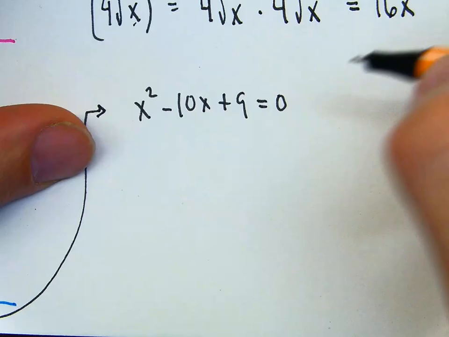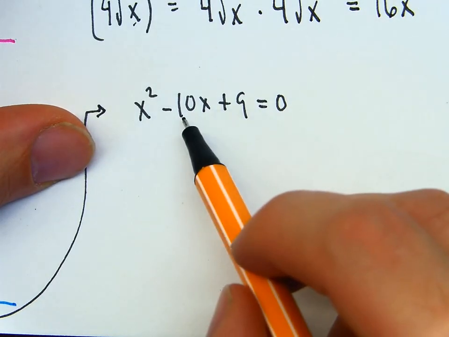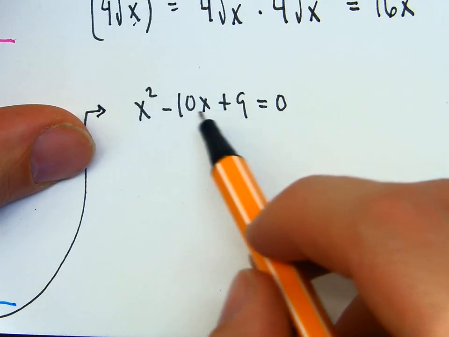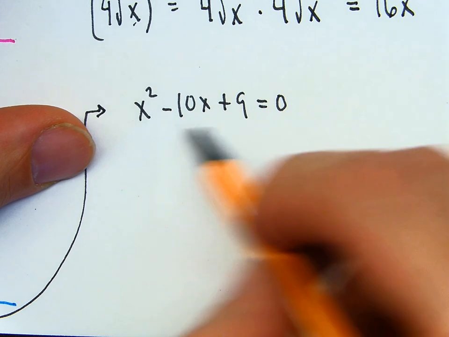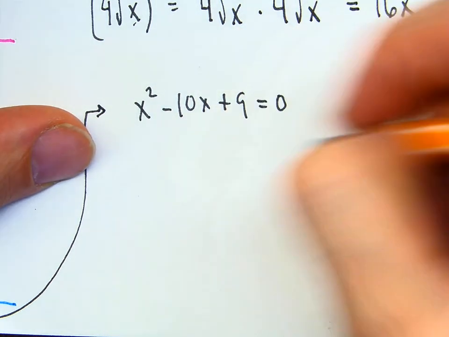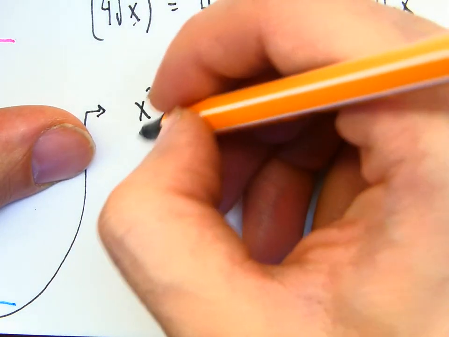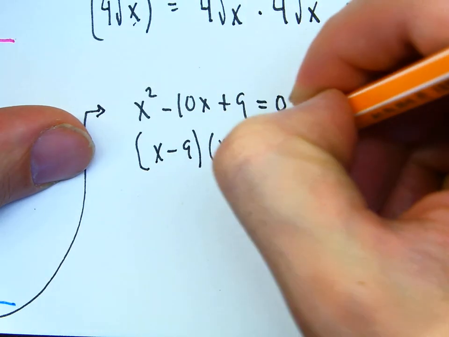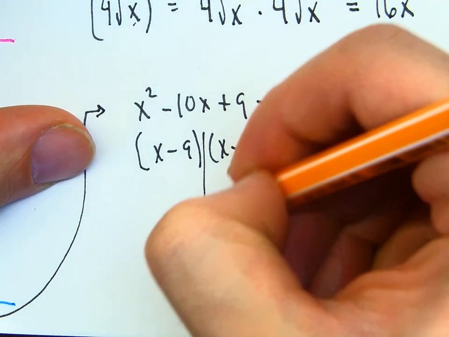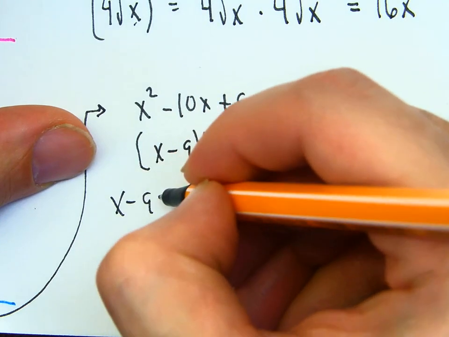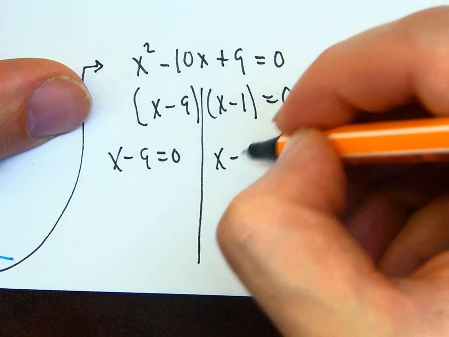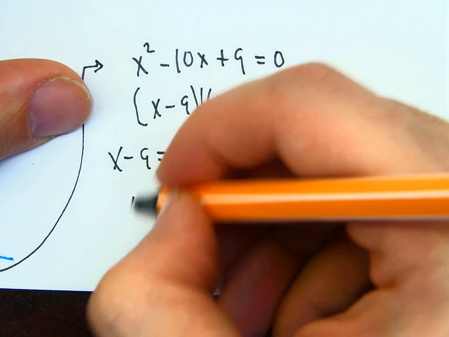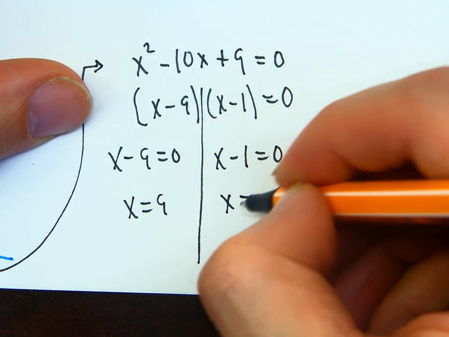Now we have to factor, right? What two numbers when you multiply give you positive 9, but when you add give you negative 10? Pause the video and try and do it by yourself, right? Don't wait for me. So it's x minus 9, x minus 1 equals 0. And then once we get to this point, we could say x minus 9 equals 0. X minus 1 equals 0. So x equals 9, x equals 1.